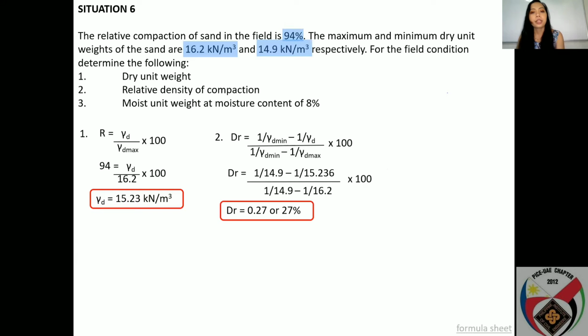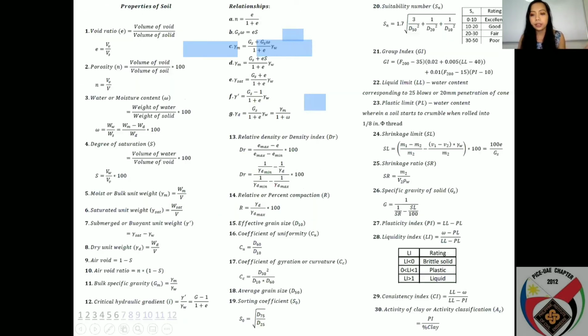Last unknown. Ang hinahanap ay yung moist unit weight at moisture content equal to 8%. Ibinigay sa atin yung value ng moisture content, which is this one, 8%. So hanapin natin kung saan natin siya pwedeng makinabangan. Back to the formula sheet. Pagpunta ko sa formula sheet, meron na akong a bunch of dry unit weights, minimum, maximum, and actual. So maybe we can use that.